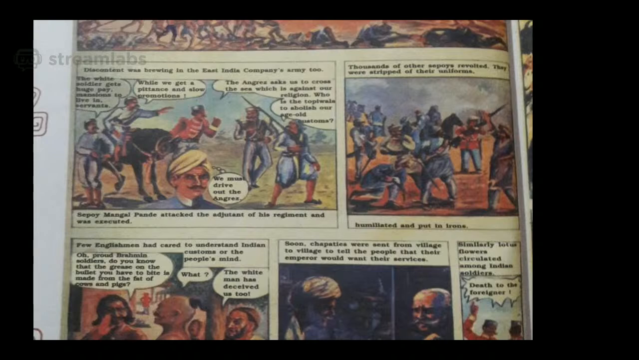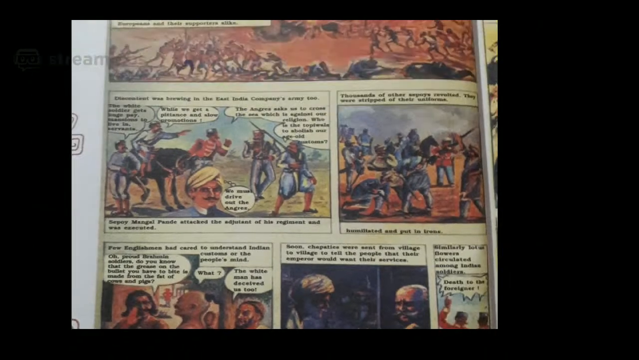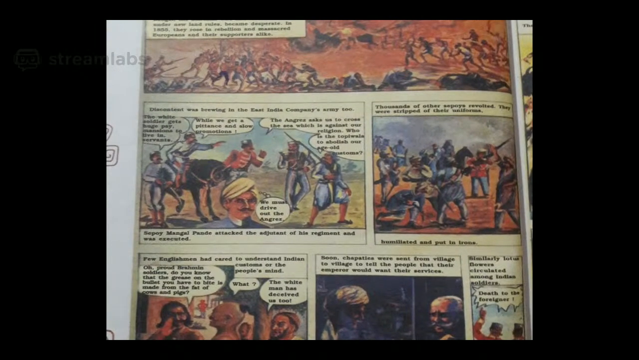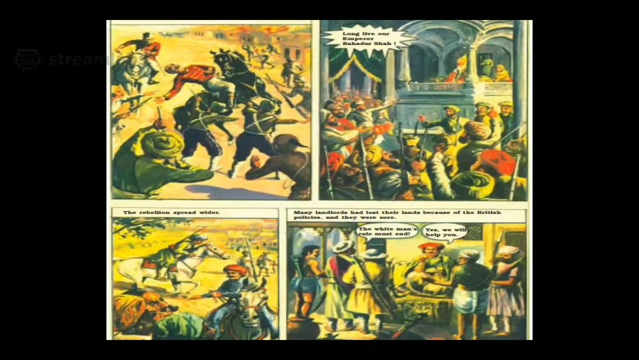"Yes, all my village men will be ready." Similarly, the lotus flower also was circulated among the Indian soldiers. "Death to foreigner." The masses gave all help and shelter to the patriot. Patriot means those who love their country. So those who were fighting this war, the leaders, were given all the support.